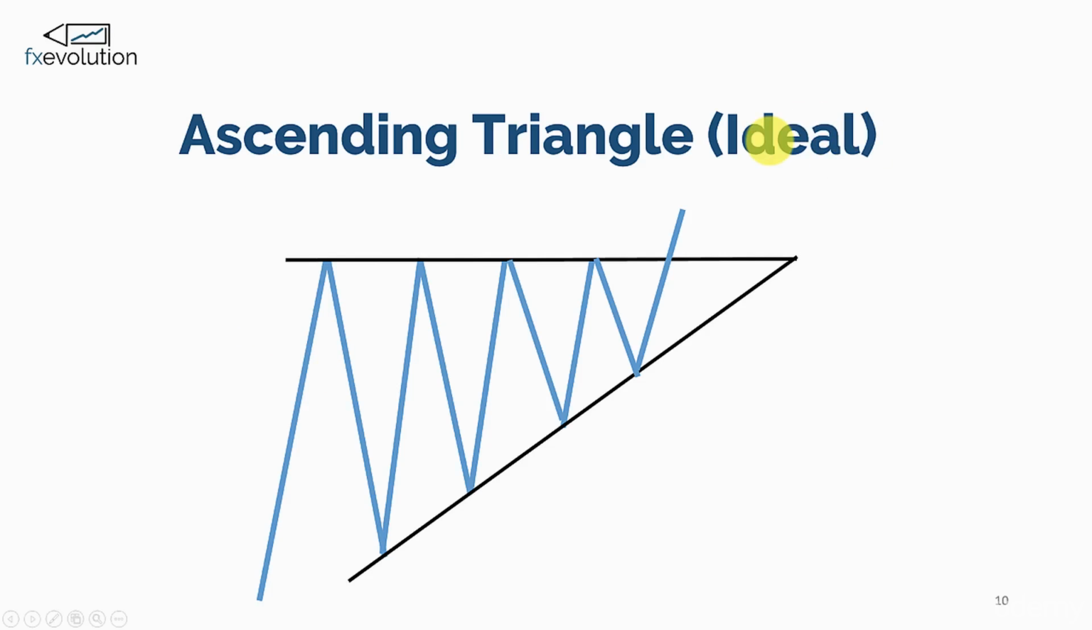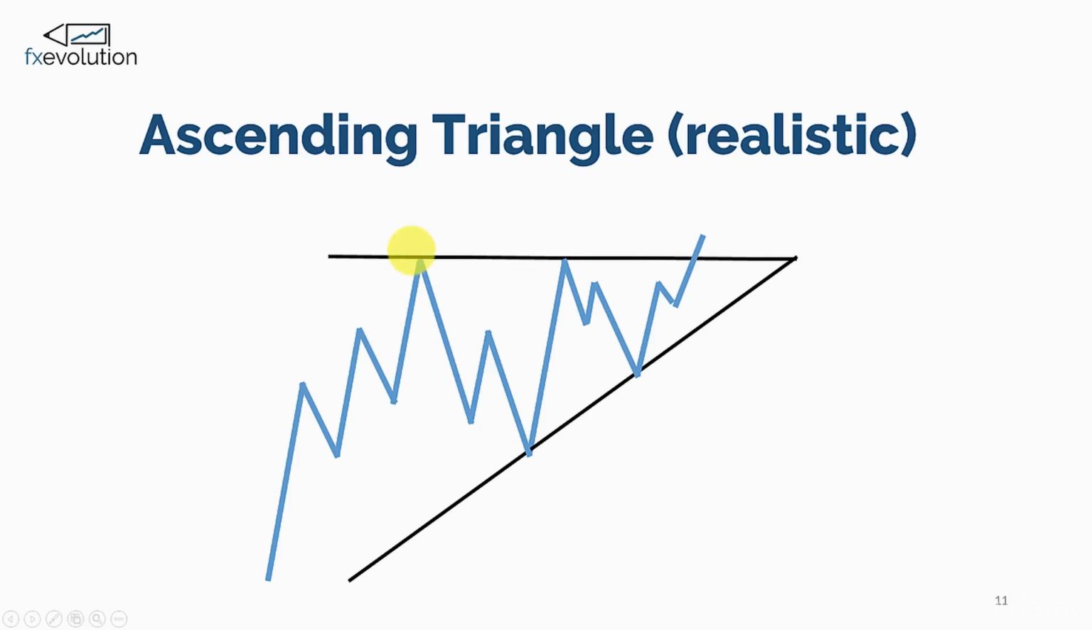Here we have our ideal scenario for what it should look like. A series of price making the same high and forming a resistance zone, and making a trend line on the bottom sloping upwards, with price being compressed slowly into this range. We're looking for a breakout to the high here. So this is an ideal scenario.